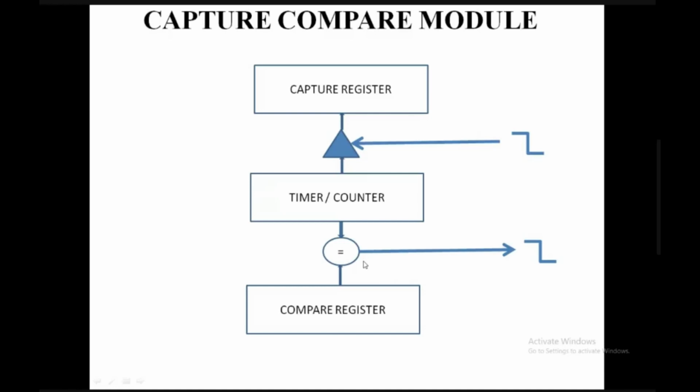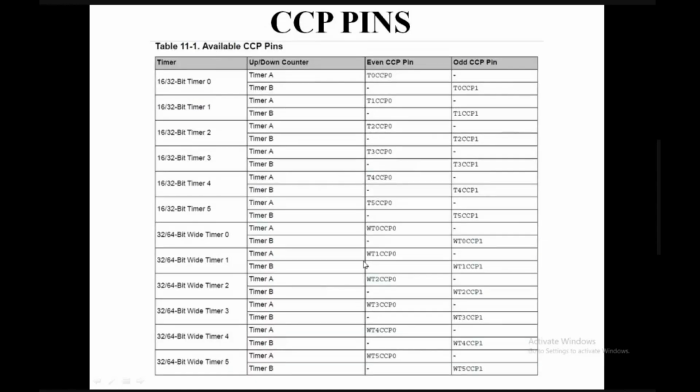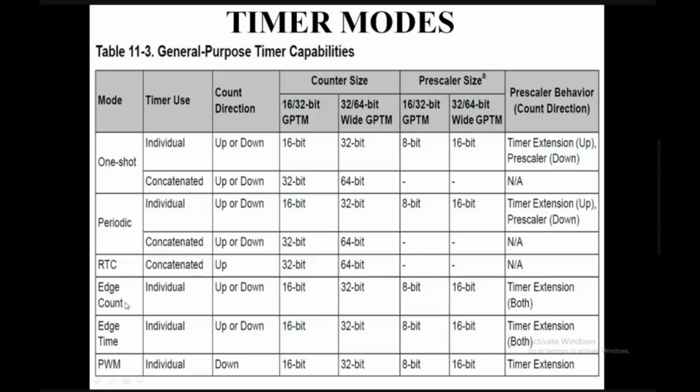So capture and compare pins are put together, CCP0, CCP1. There are one-shot mode, periodic mode, RTC mode, edge count mode, edge time mode, and PWM mode. These are the 6 different modes of operation. For each mode, the timer can be used independently or concatenated. Independently means timer 0 A alone can be used separately, B alone can be used separately, and A and B can be used together to become a 32-bit or 64-bit register. Independently, it can be a 16-bit or 32-bit register, as you know very well.